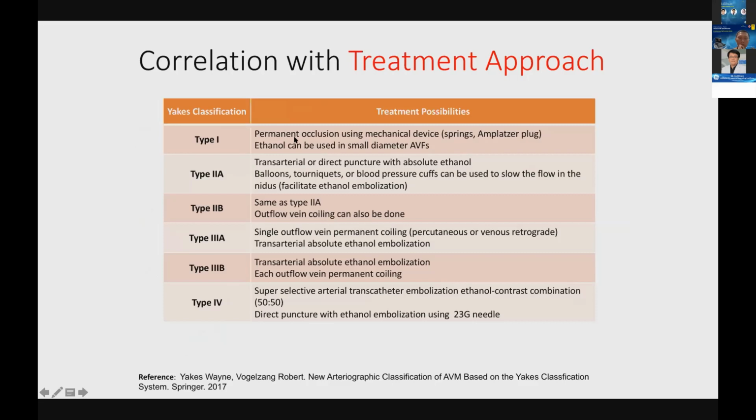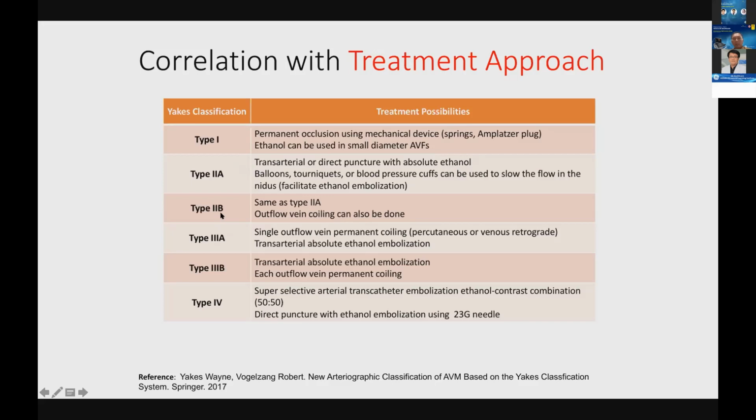Type 1, permanent occlusion using a mechanical device. Yes, ethanol can be used but only for a small diameter IV fistula. But a larger embolic material is useful for this fistula, such as balloon, vascular plug, etc. Type 2A, transarterial or direct puncture with absolute ethanol. Balloon and tourniquet, or a blood pressure cuff, can be used to slow flow in the nidus.